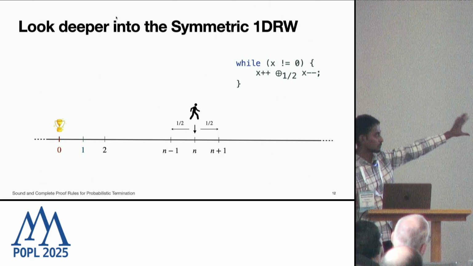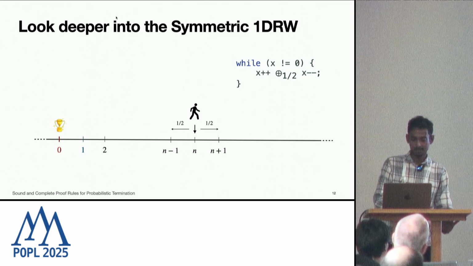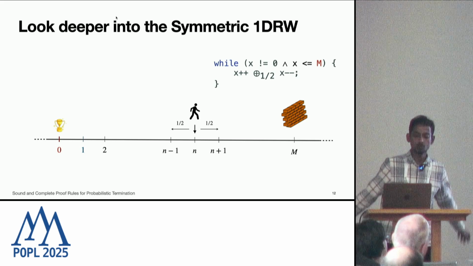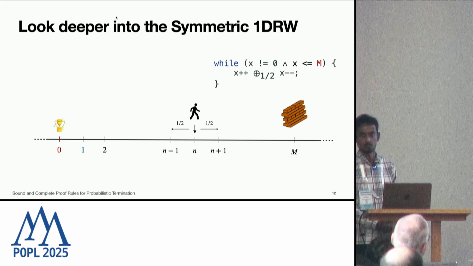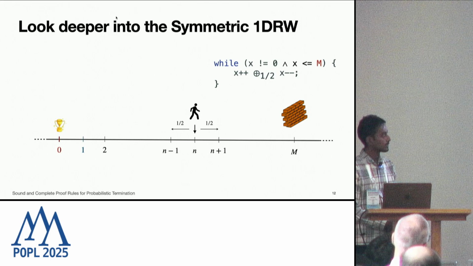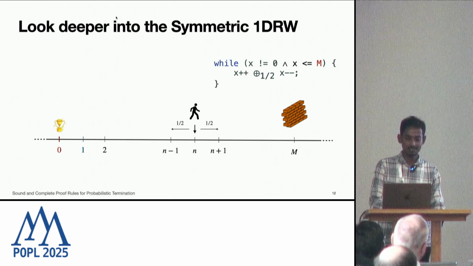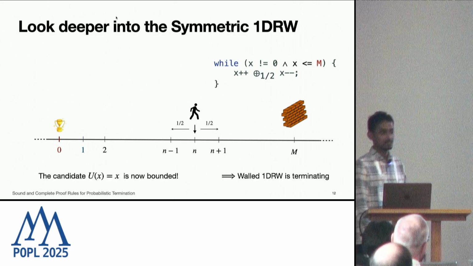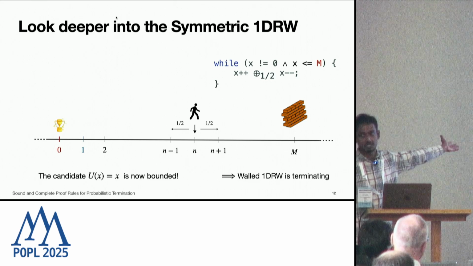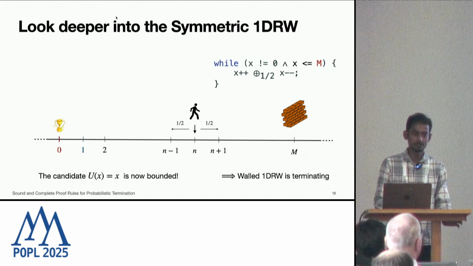This is just a symmetric random walker in a more picturesque way. And let's be a bit creative. Let's put a wall to the right of the random walker. And how the wall works is that when the walker hits the wall, he stops moving, he stops walking. So, in this case, if you remember the earlier candidate variant that we had, it's now bounded by the position of the wall. Therefore, this walled-off random walker is definitely terminating. This is not incredibly surprising news, but this is something that we do have.